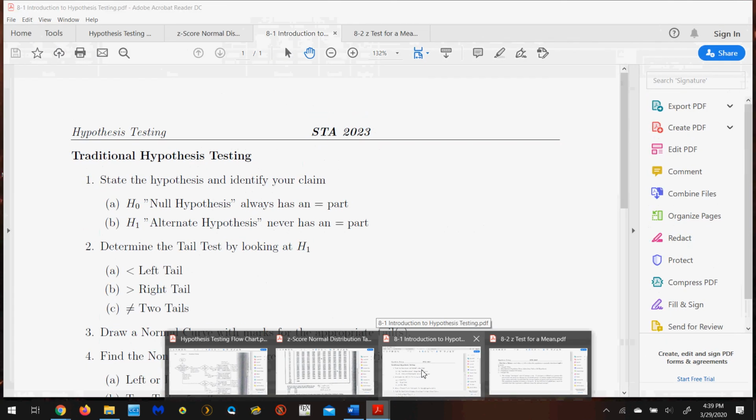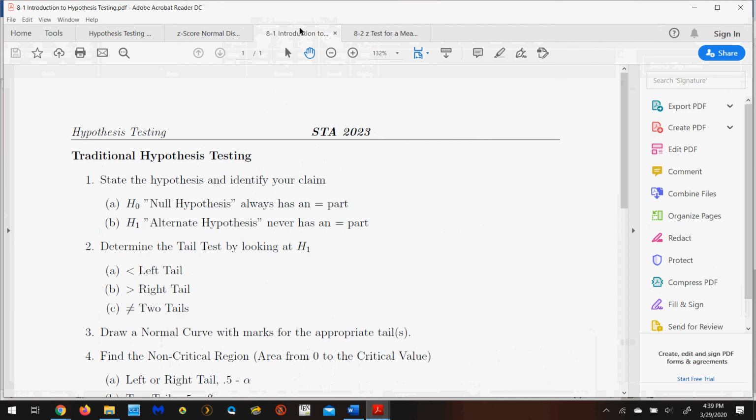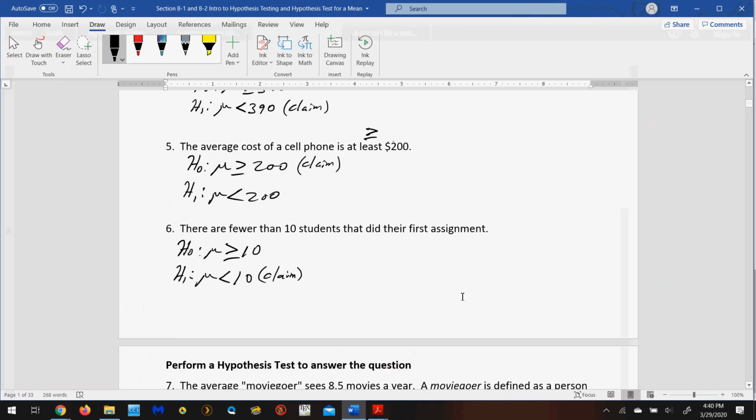So if you look back at this 8-1 intro to hypotheses testing, you always determine the tail test by looking at H sub 1. Less than for H sub 1 means left tail, greater than means right tail, not equal means two tails. So let me go back through and enter that part. This right here, the less than, which is H sub 1, tells me this would be a two-tail test. Or I'm sorry, a left tail test.